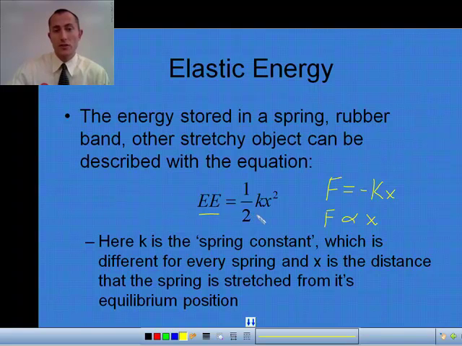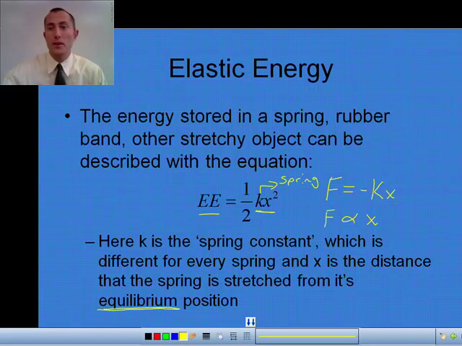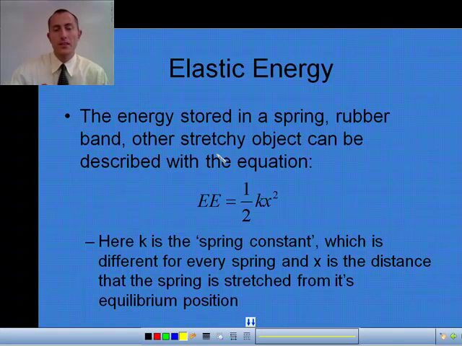And so the elastic energy equation is similar to our kinetic energy equation, except instead of m and v, we have k, which is the spring constant, which, as we talked about when we talked about elastic force, is unique for any individual object, spring, rubber band, whatever it happens to be, and x is the displacement. It's the distance it's stretched from equilibrium. Okay, not the total length of the spring, but the distance stretched or compressed from equilibrium. And so with those relationships, now we can address some of the problems that we've seen previously in a different light.